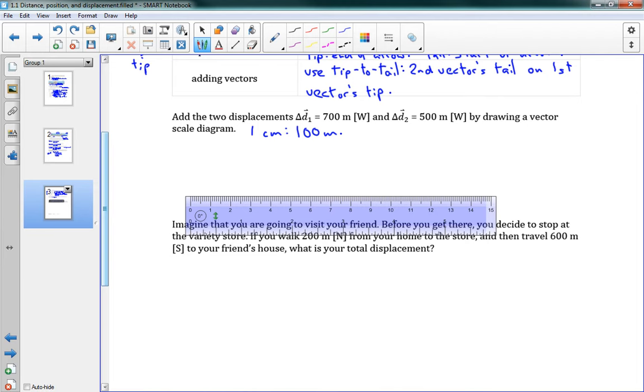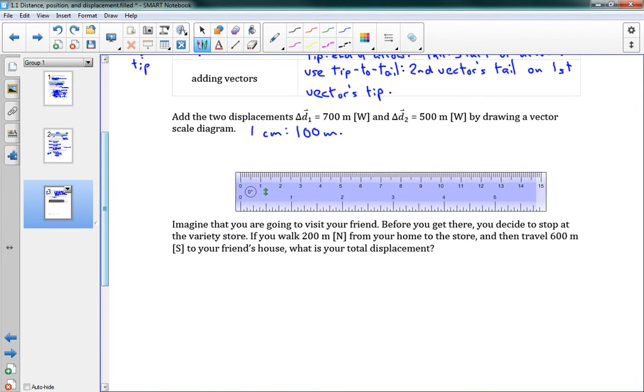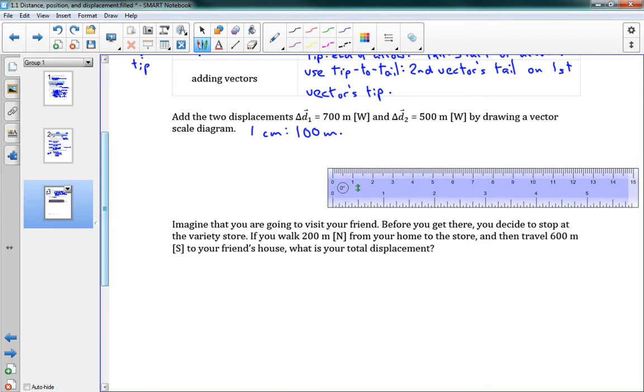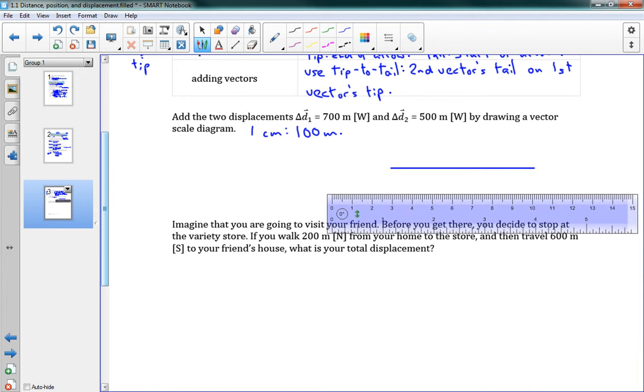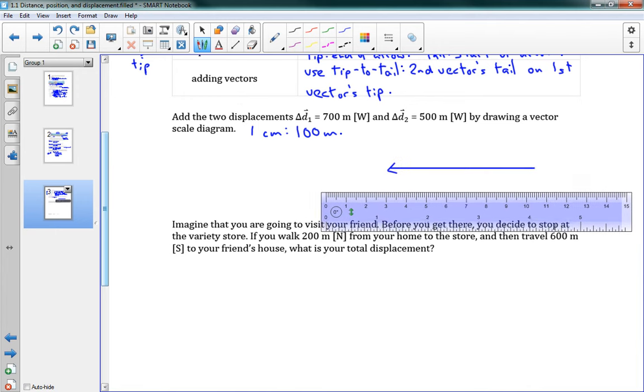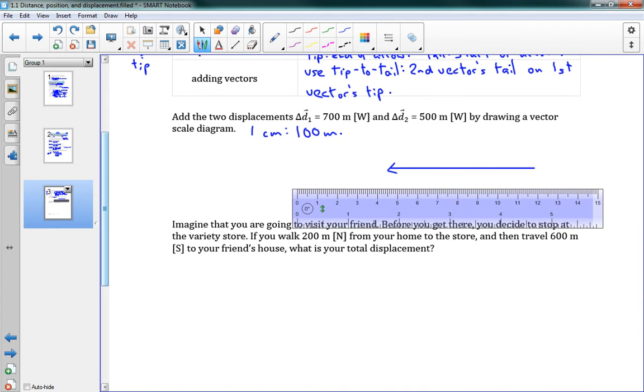Great. So I'm going to start over here, and I'm going to put a dot right here, and I'm going to draw a directed line segment 700 meters west. So I'm starting at 10, going over 7, so that's going to take me to 3. And that's my directed line segment. I'll draw a little arrow there. So that's displacement 1.